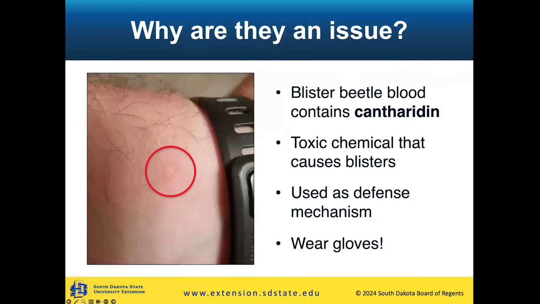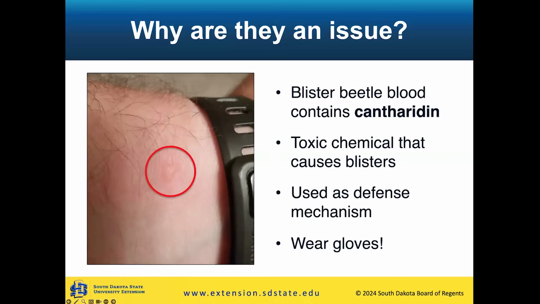Okay, so you think, well, they're predatory as larvae. They feed on grasshoppers. That's awesome. So why are they actually an issue? Well, the reason is that they have something called cantharidin. It's a chemical that's in their blood, and cantharidin is actually quite poisonous.